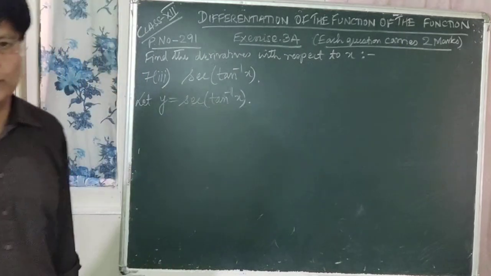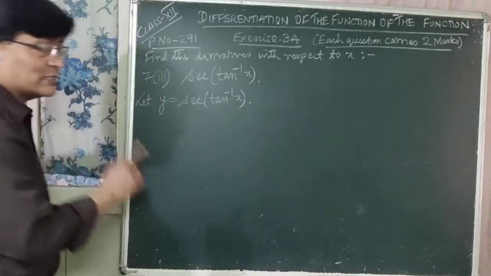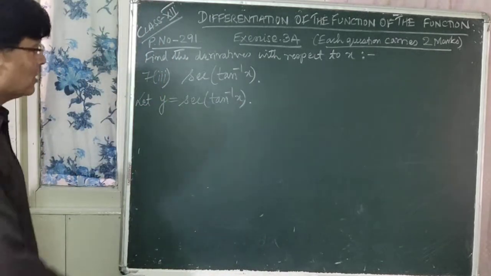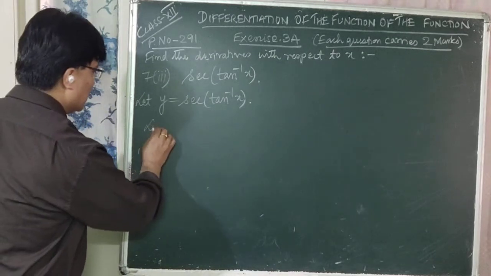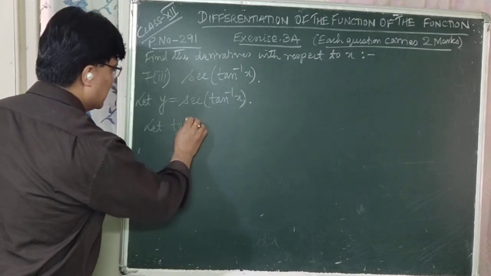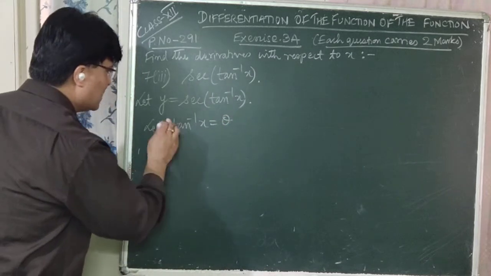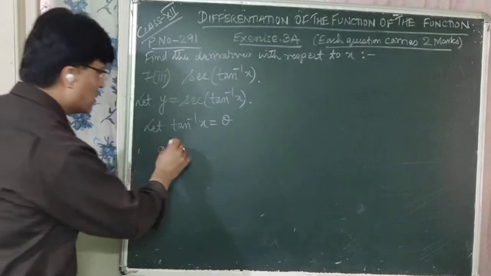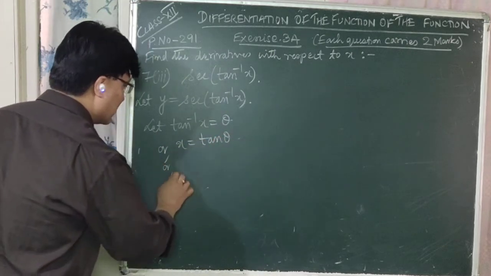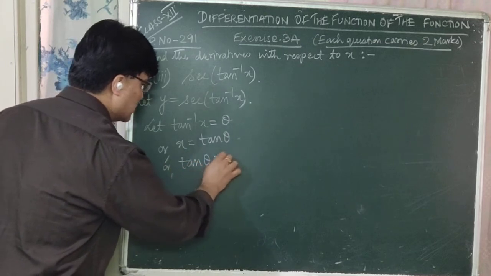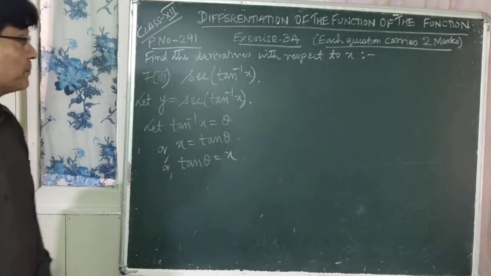Let us simplify it first with the help of inverse circular function. This is tan inverse x, this is an angle, you know that, isn't it? So you should assume tan inverse x as theta first. Let tan inverse x is equal to theta. When this tan inverse goes to the right hand side, it becomes tan theta. So x is equal to tan theta, or you can write tan theta is equal to x.